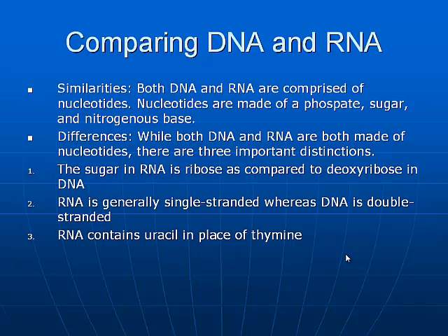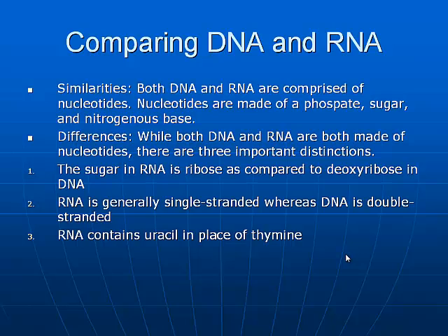The second difference is that RNA is generally single-stranded, whereas DNA is double-stranded. This goes back actually to the sugar. Deoxyribose in the DNA actually makes it much more able to base pair and create the double helix, which is very stable, as compared to RNA, which has the ribose, which, due to the structure itself, makes it unable to base pair in such a way that it makes a double strand, or at least very uncomfortable for the RNA to make a double strand.